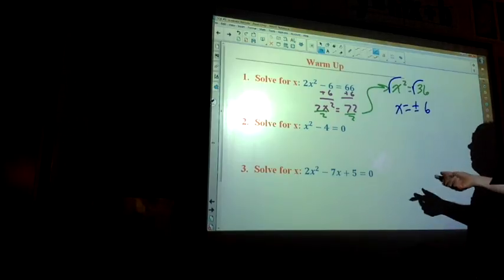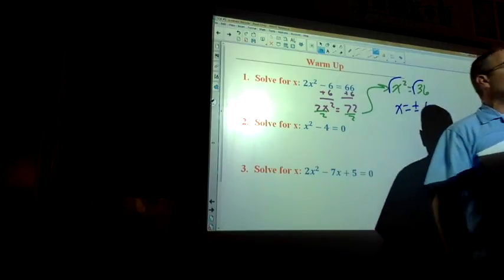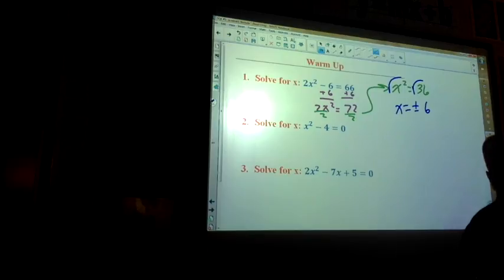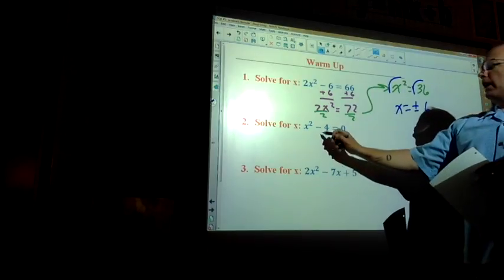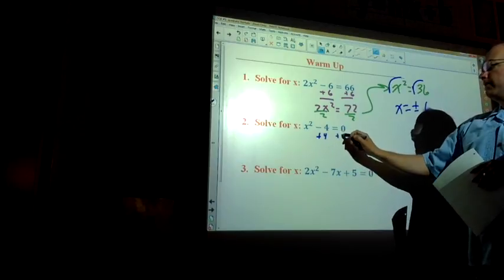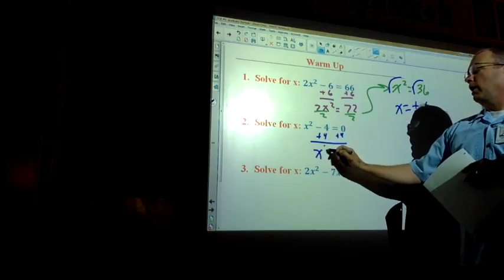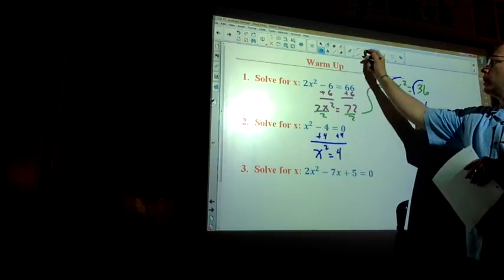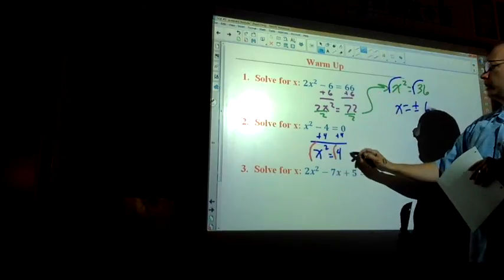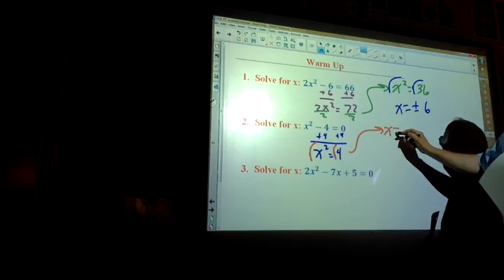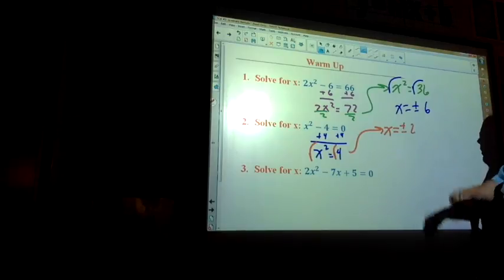Okay, problem number 2, it is indeed the difference of two squares. So you could create it as x plus 2 and x minus 2, and then set each of those equal to 0. Or I could say I'll add 4 first. So I get x squared is equal to 4. Take the square root. X is equal to what? Positive and negative 2.